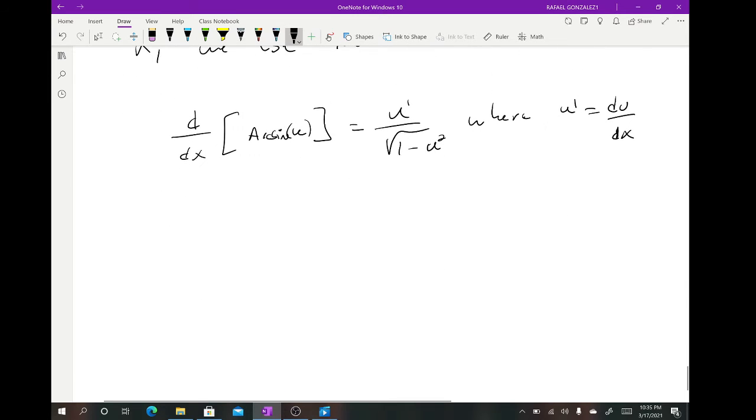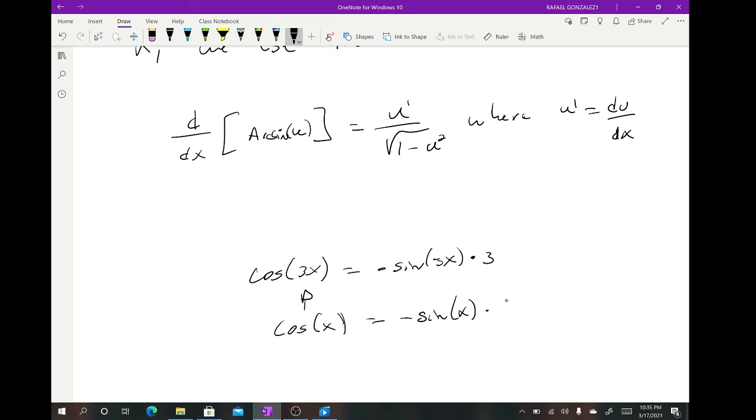And we must have this because remember, whenever we take the derivative of something like cosine of 3x, by the chain rule it's going to be equal to negative sine of 3x times the derivative of the inside piece, which is just 3. So whenever you're taking the derivative of something like this, you get minus sine x times du dx. Always.